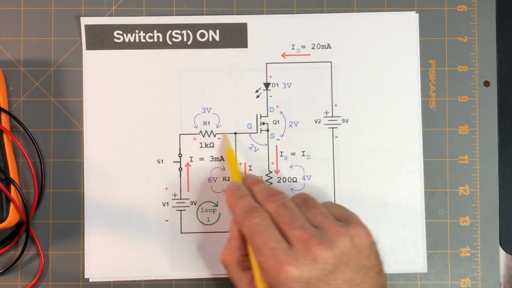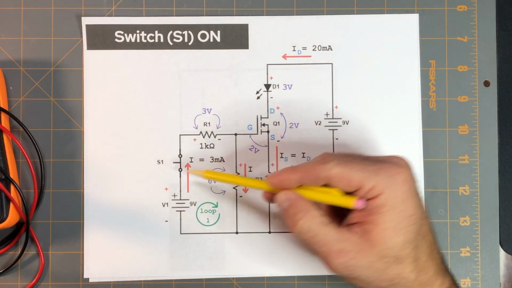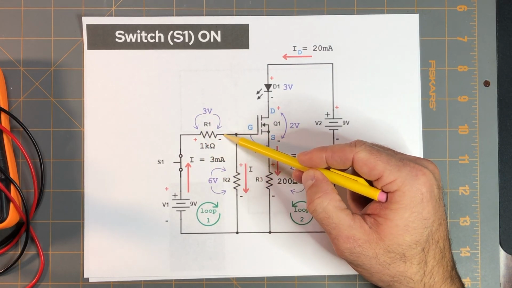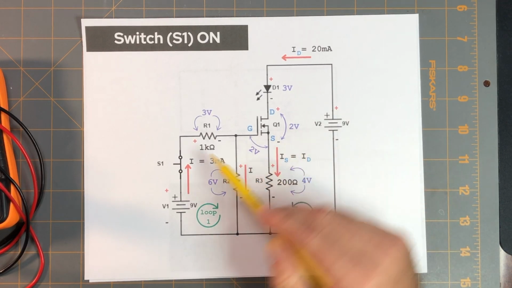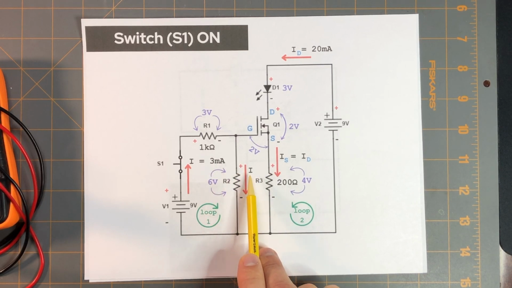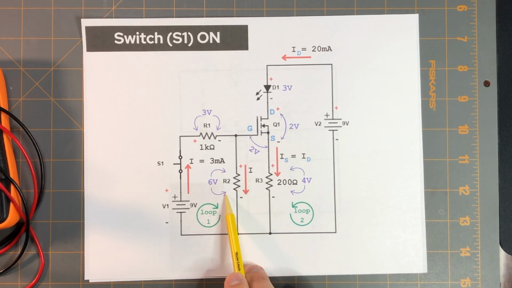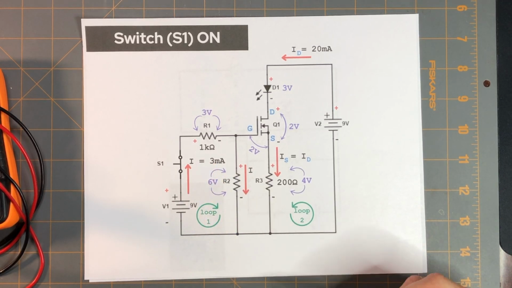Therefore, the current is going through this section of the circuit here, and this is a series circuit. So whatever current is going through resistor R1 is also the same current going through resistor R2, and that is just the current I, which we just found to be 3 milliamps. Now that we know the value of I and the voltage drop across R2, we can again use Ohm's law to find R2: 6 volts divided by 3 milliamps gives us a resistor value of 2,000 ohms, or 2 kilo ohms.